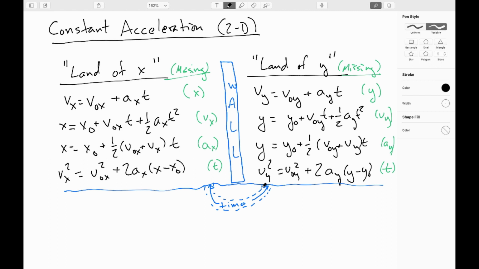When we do kinematics relations in 2 dimensions, basically what you can do is treat it as 2 separate 1-dimensional problems. One of them involving purely the x components, and you go over to the land of x and solve that part of the kinematics problem in the land of x. And then for the y component, you go to the land of y and you solve that particular kinematic problem in the land of y.